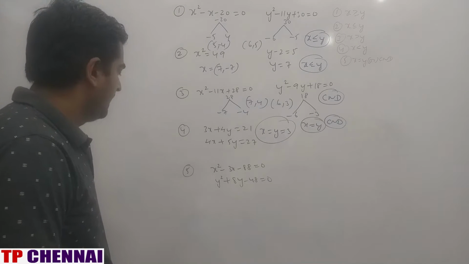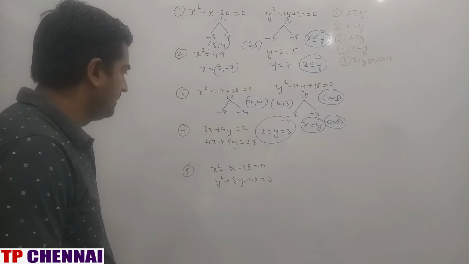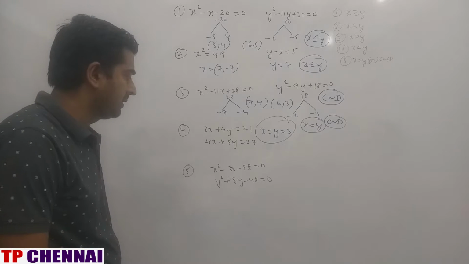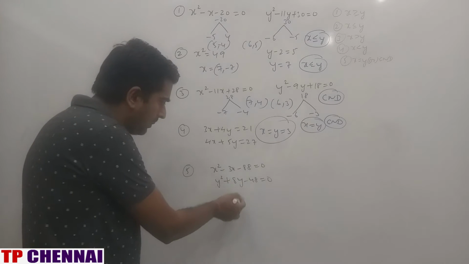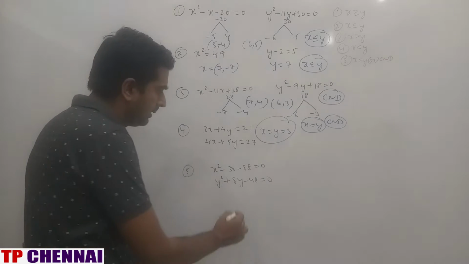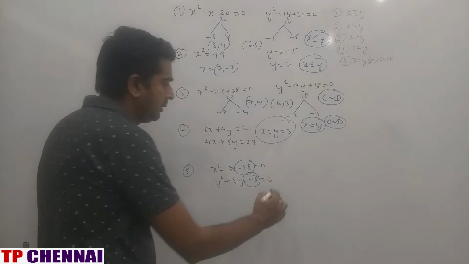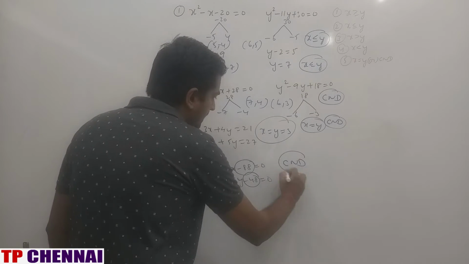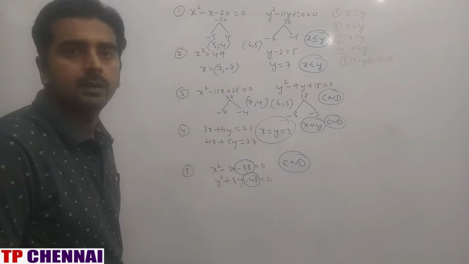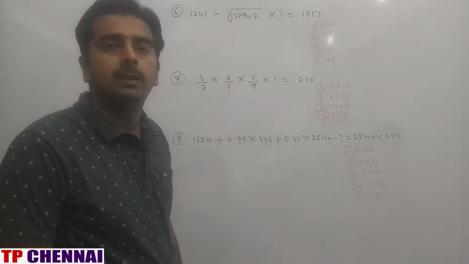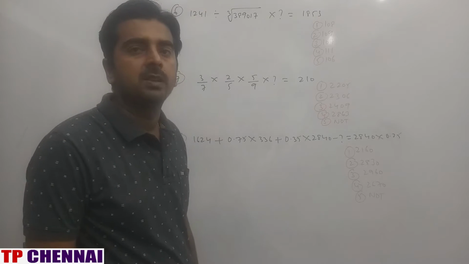Then fifth one, x square minus 3x minus 88 is equal to 0, y square plus 8y minus 48 is equal to 0. Whenever both the equations are quadratic equations and you see both the constant values are negative, my answer is C and D. So I hope you are clear with the 5 quadratic equation questions. Now we will see simplification questions.